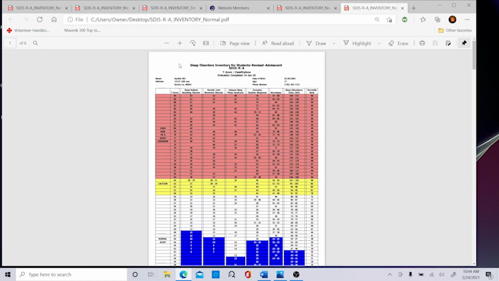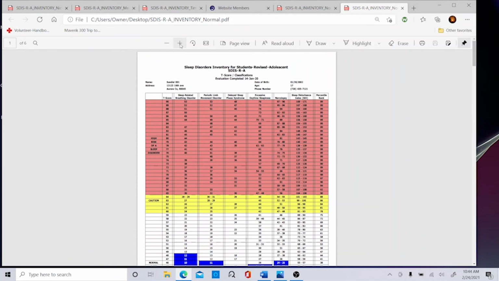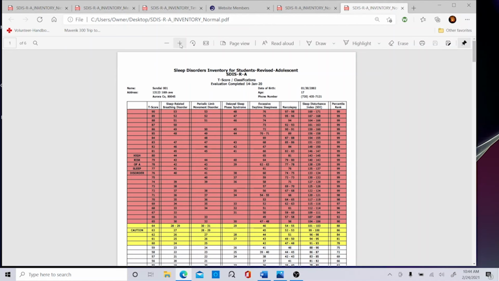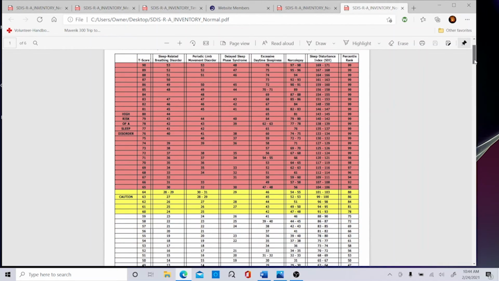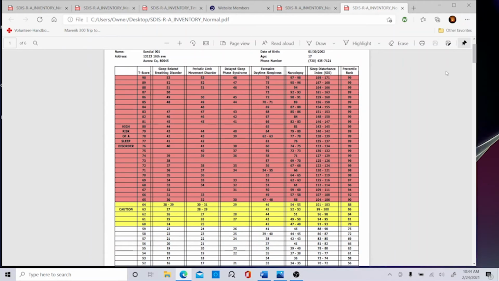Let me see if I can enlarge this graph. I want you to see it better. Okay, that's better. So I just want to say here, you also have, you see here the T-scores, and then there are percentile ranks over here. The percentile ranks are, of course, usually very understandable for parents and professionals.